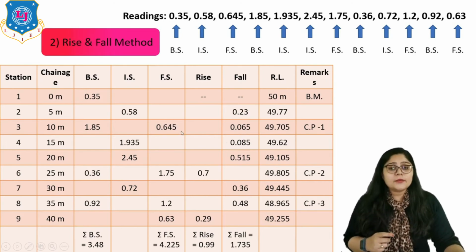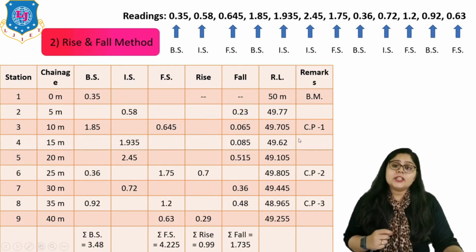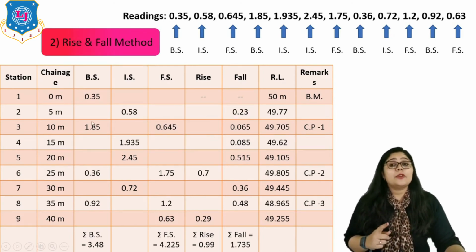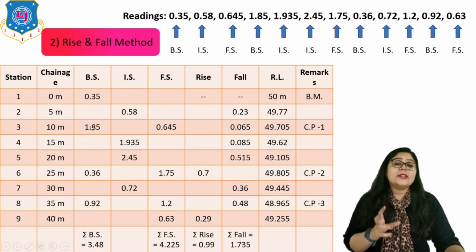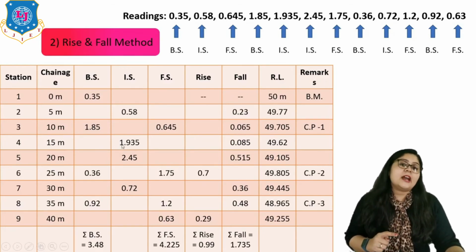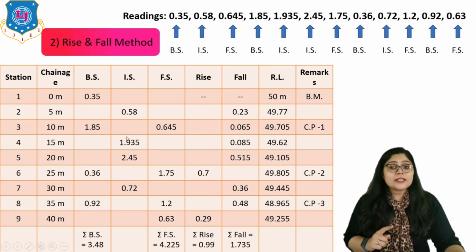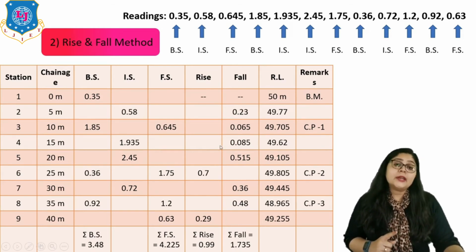Whenever the FS comes, as I said, it indicates it is a change point. It means I have to start from BS now because the instrument setup is changed. So now what do I have to do? Simple, BS minus IS, right? So BS minus IS will give me again a fall value. So I put it over here.